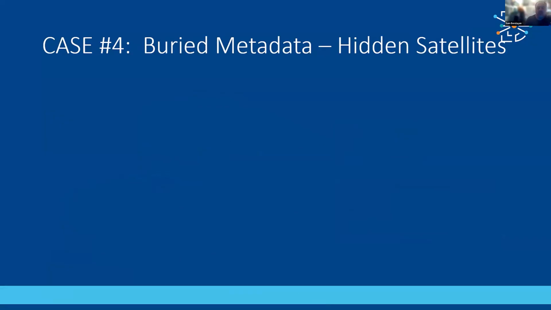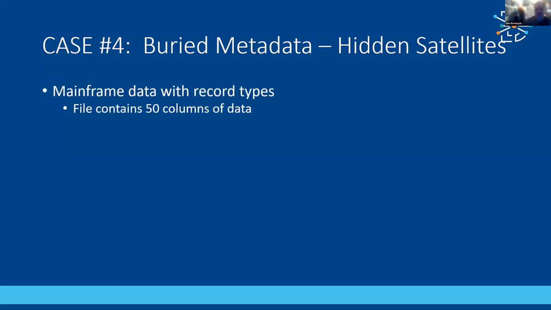Okay, so now let's talk about buried metadata. There's 2 different cases of these. There's hidden satellites and hidden links. So if you've ever dealt with mainframe data, or it doesn't have to be mainframe, but this is kind of an anti-pattern in some sources, they'll have a record type column in a file, 1, 2, 3, 4, 5. And what you start noticing is that each record type has a completely different structure, right? So if it's 1, it uses different columns than if it's a 2, right?